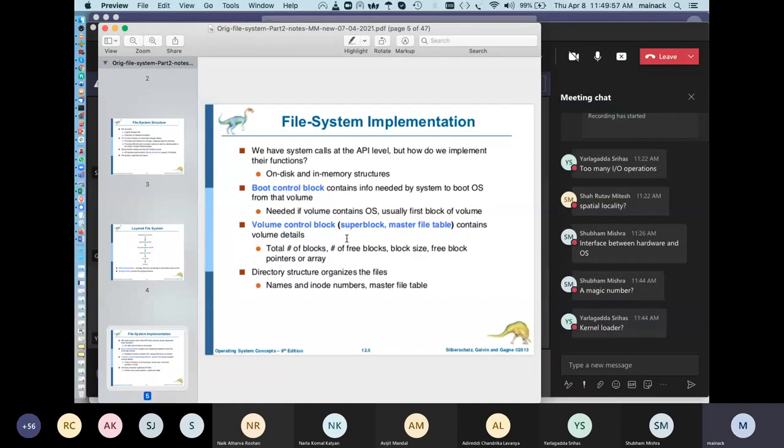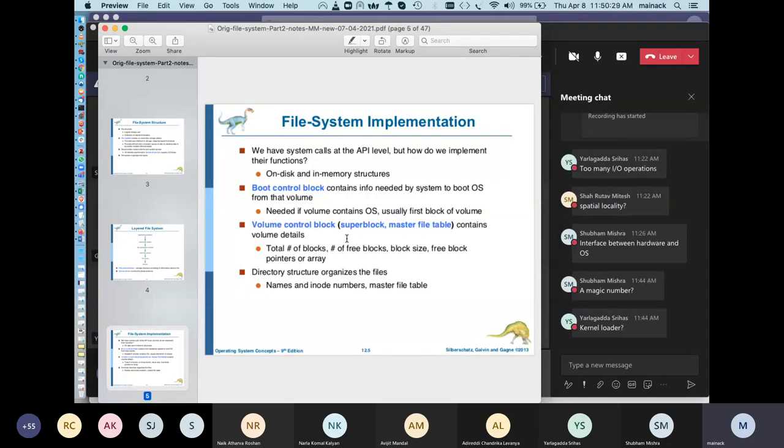So in a file system, you have the special boot control block in the partitions which are bootable partitions. You have a volume control block, which exists for any partition, not only bootable and unbootable, and has the master file table, which contains volume details. And then you have a directory structure per file system, which is used to organize the files. In Unix, this includes file names and associated FCBs, that is, the numbers of the inode. What are the numbers of the inode?